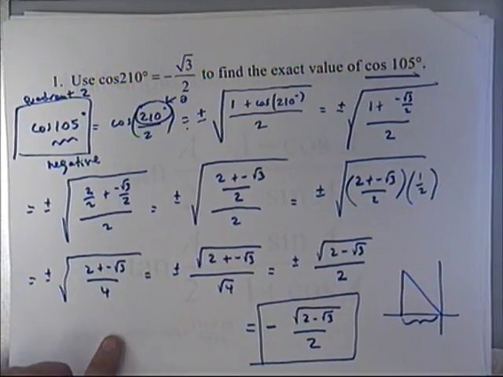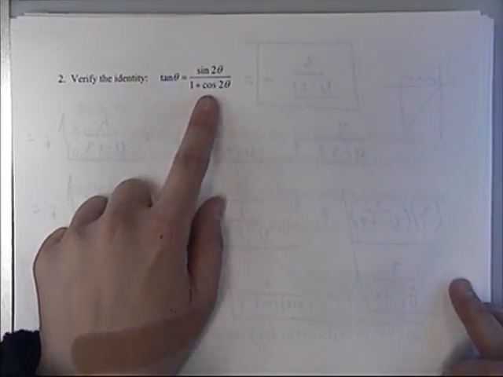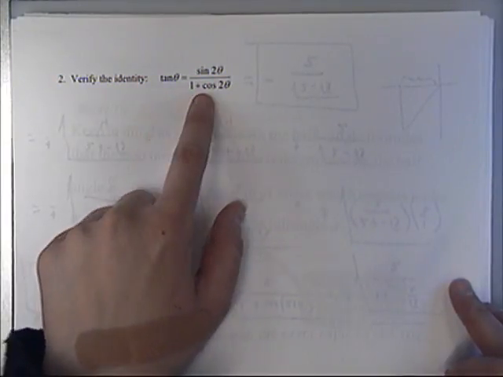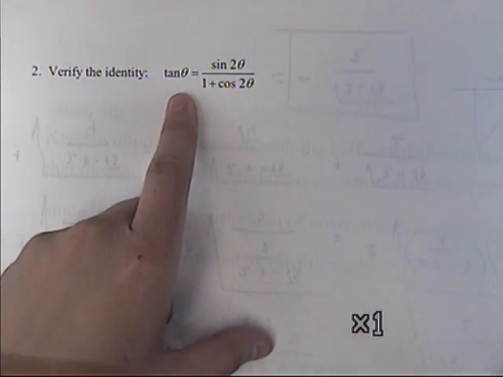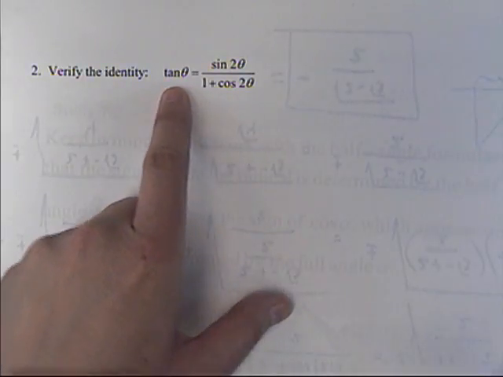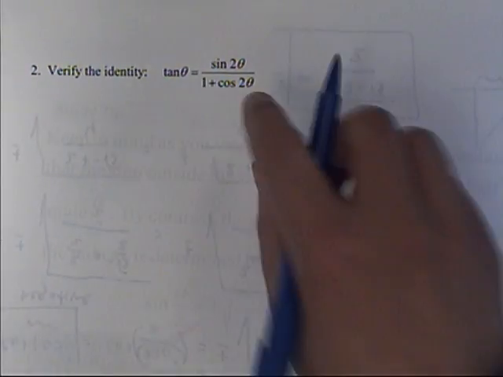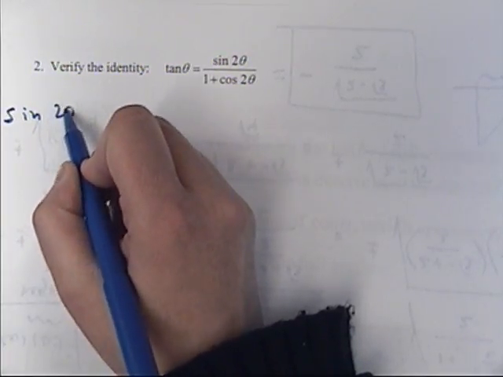All right, now the next step is verifying an identity. If I want to verify this identity, obviously I'm going from a tangent to a sine or cosine. However, going this way is going to be really complicated. Almost impossible, actually. So usually I recommend, hey, if there's a more complex side and a less complex side, start with the more complex side, which is actually the right-hand side. So that's where we're going to start on this one. I'm going to start with the right.